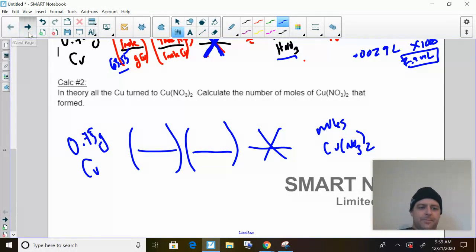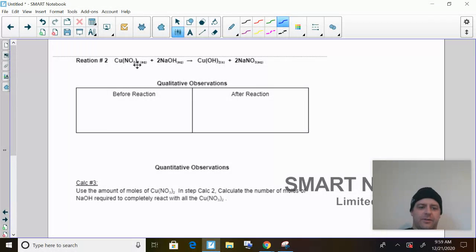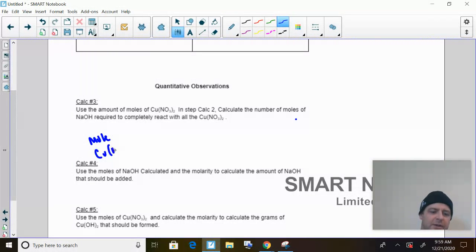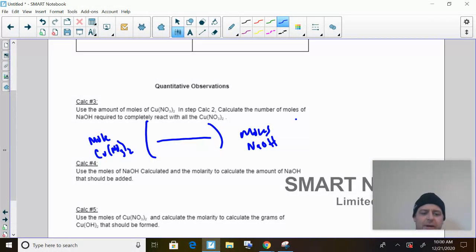All right. Calculation number 3 is the second reaction. Okay, so now we've got copper nitrate, which is a blue liquid. You'll see that, and we're going to add sodium hydroxide. All right, so we're going to use the amount of copper nitrate and calculate how many moles of NaOH. So I'm going to take from calc number 2 the moles of copper nitrate, and we're going to calculate moles of NaOH. Bam. Only need the middle bracket. We can omit both brackets on the ends because it's moles to moles. All right. And then that's that.